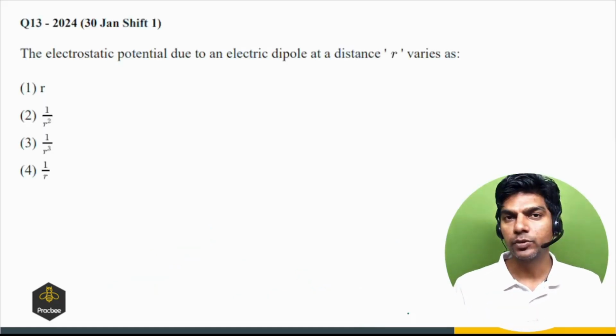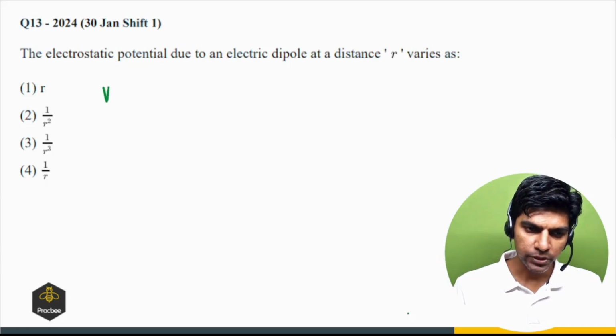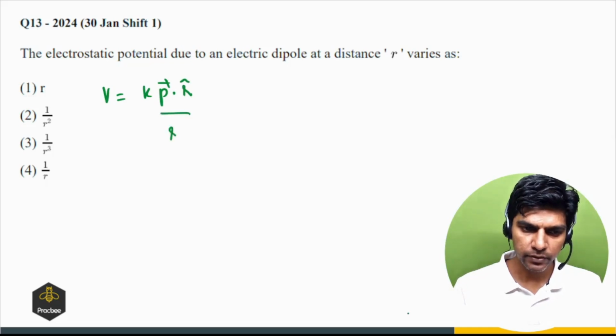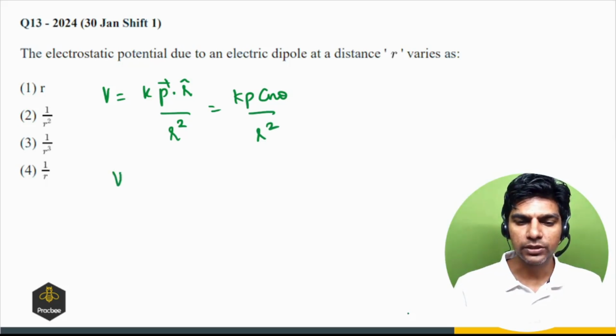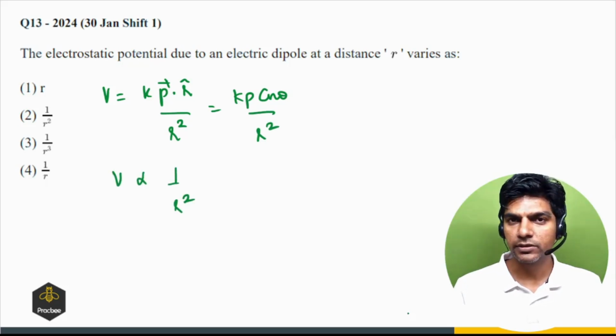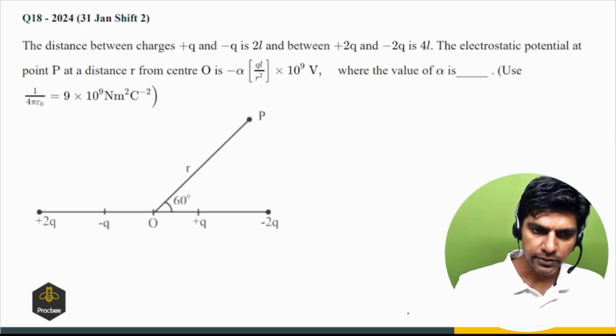So let us see the question. Electrostatic potential due to an electric dipole at a distance r varies as. So we know that potential is given as k p dot r cap divided by r square, or we can write this as kp cos theta divided by r square. So we can say potential is inversely proportional to square of the distance from the dipole. So option 2 is the right answer.